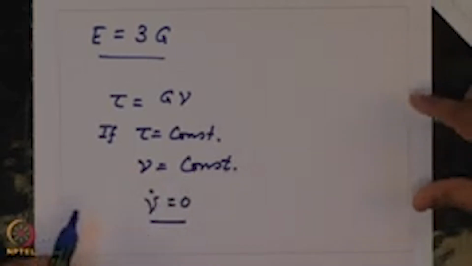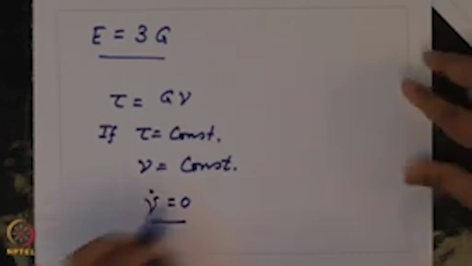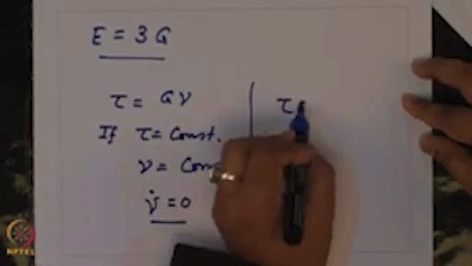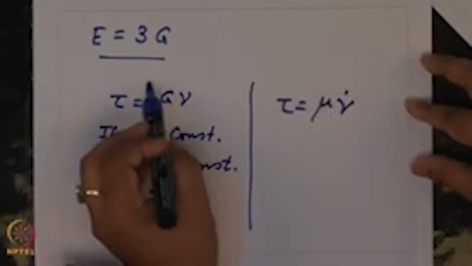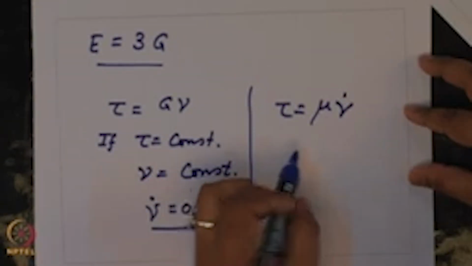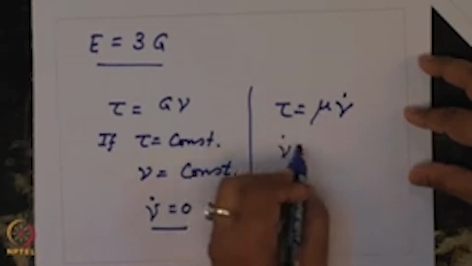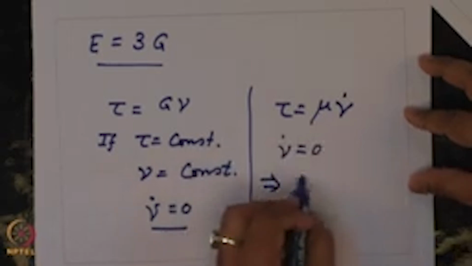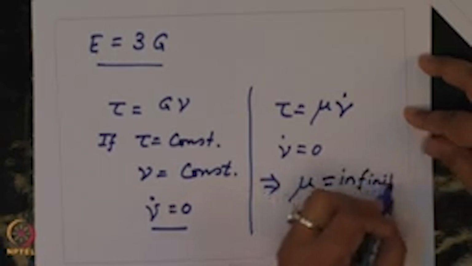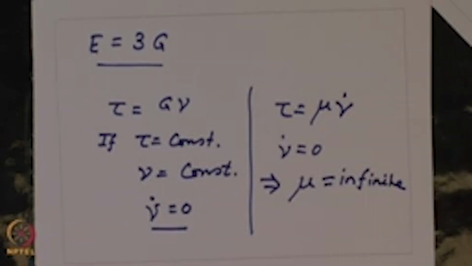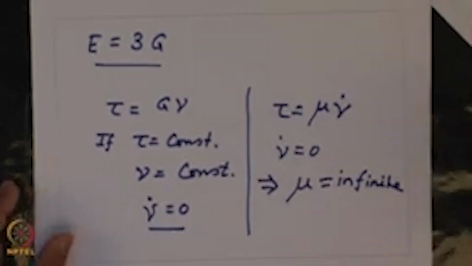So, this would mean if gamma is constant, then gamma dot is 0. If I were to consider this equation, tau is equal to mu gamma dot, so if I were to consider a solid as a fluid, because gamma dot is 0, this amounts to saying mu is infinite. That is to say that ideal elastic materials have infinite viscosity.